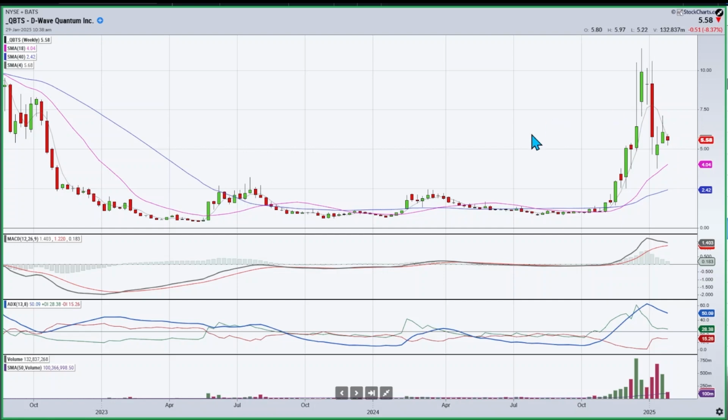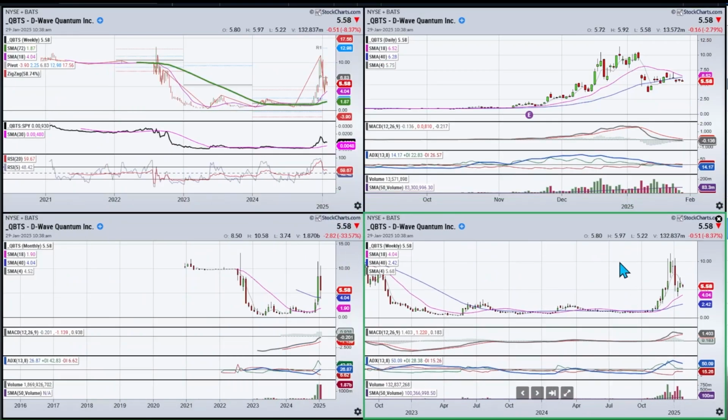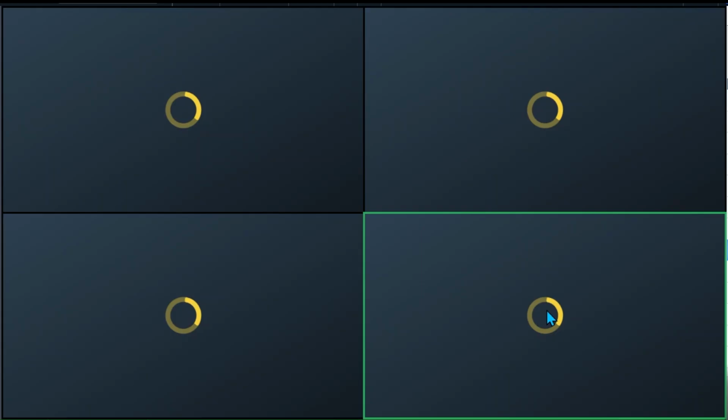We're going to need to get back above 7.5 before I'd have any real interest in this, I think. So got to be careful.